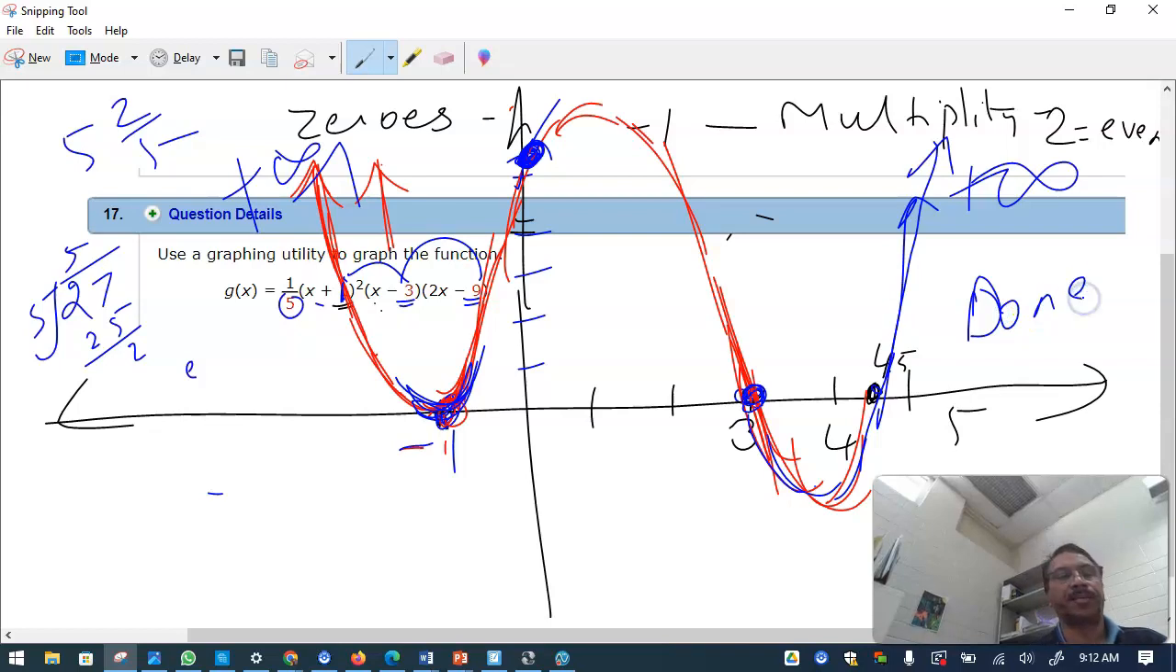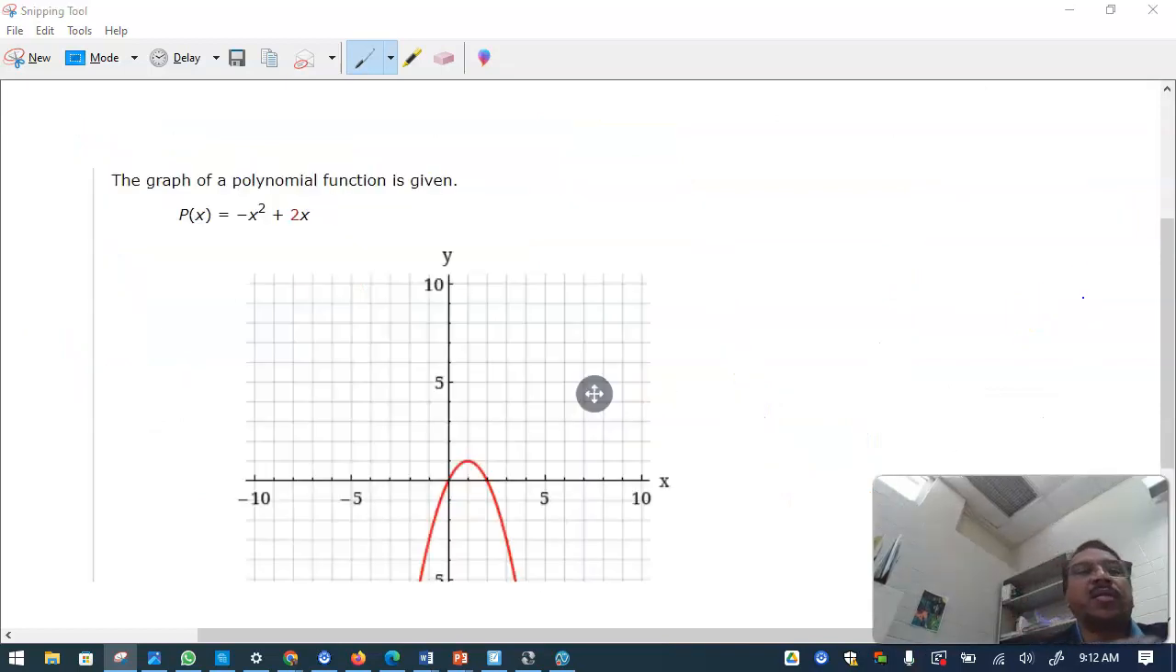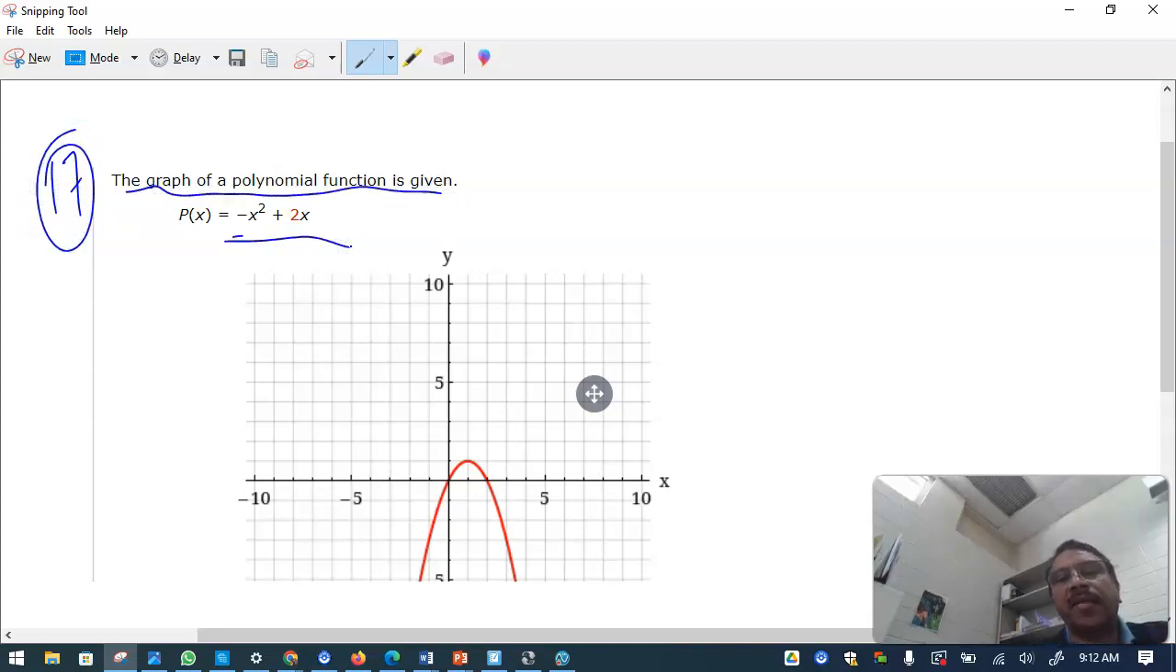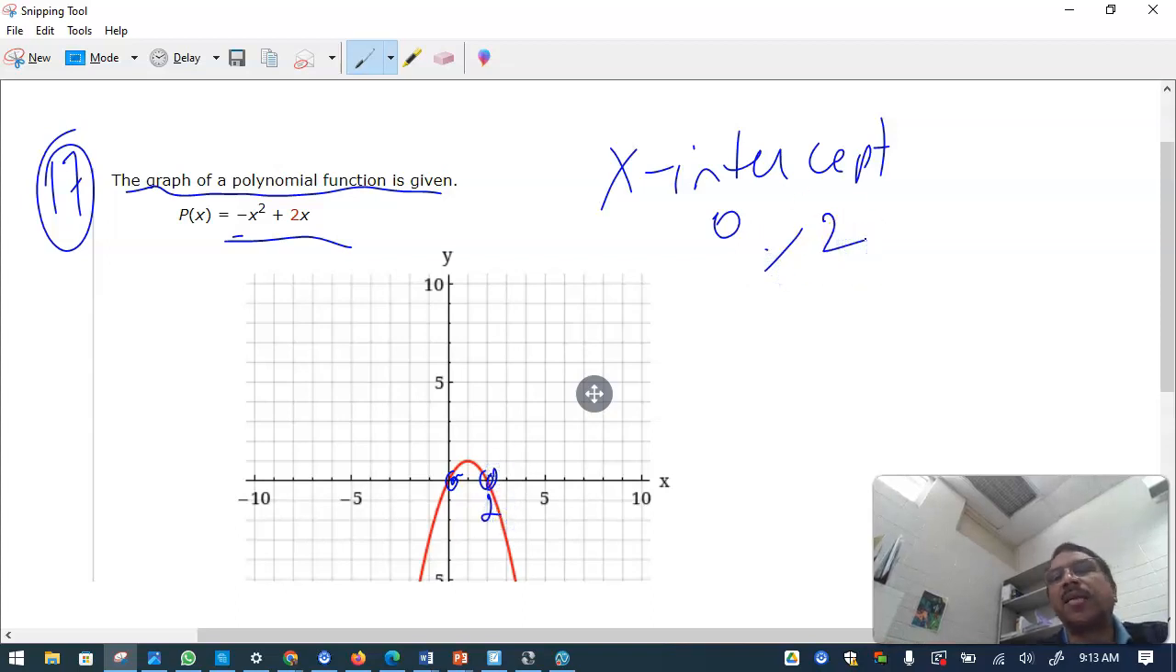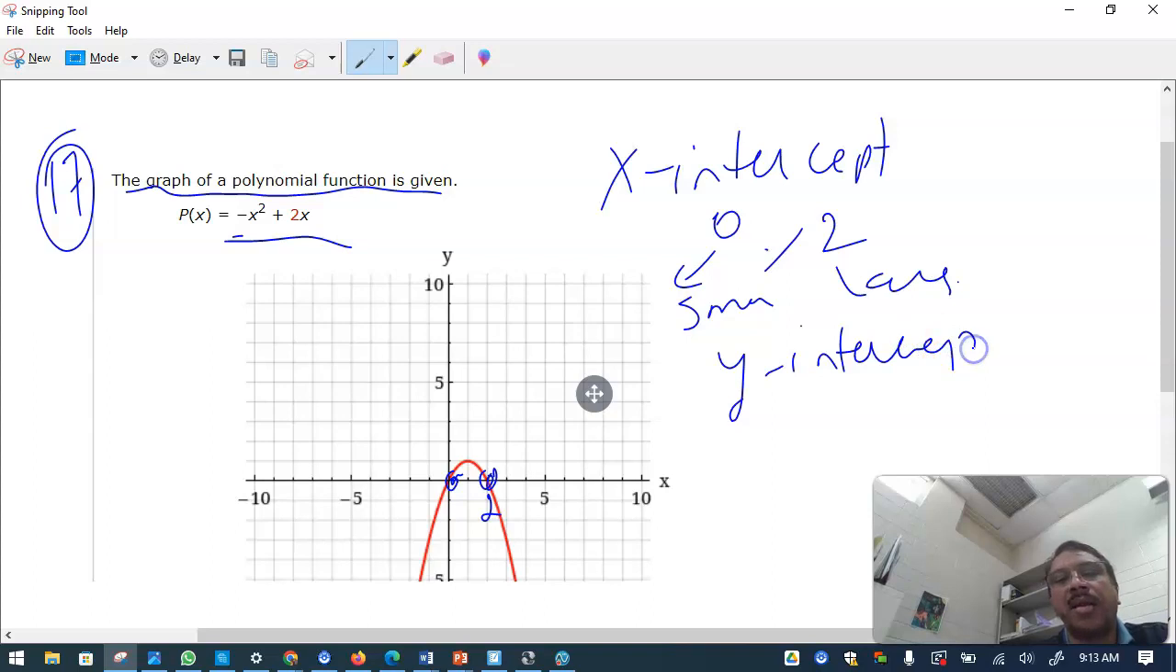Hope that helps. So if you see this question, I think it is 17, I forgot. If you see this question, they give you the graph, and all they're asking is what is the x-intercept. The x-intercept is where the graph crosses the x-axis. Clearly, it is at 0 and 2. So these are the x-intercepts. This is the smaller one, and that is the larger one. And if the question asks what is the y-intercept, you can see the y-intercept also is 0.